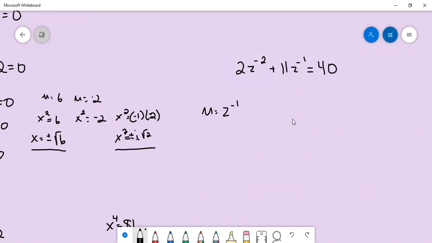If we do that, we can rewrite this as 2z to the negative 1 squared plus 11z to the negative 1, and we're going to just subtract 40 from both sides so that it equals 0. Okay, now we're going to substitute u in for z to the negative 1. So this 2z to the negative 1 squared becomes 2u squared.